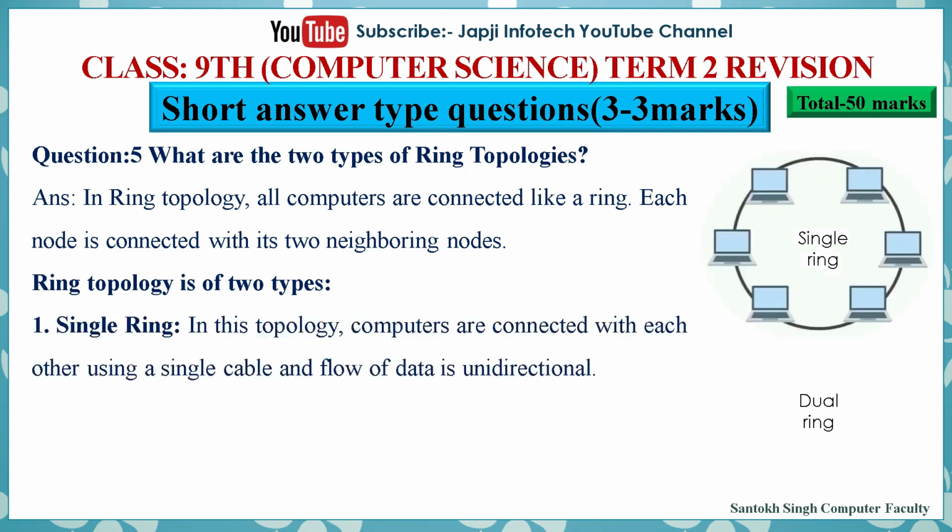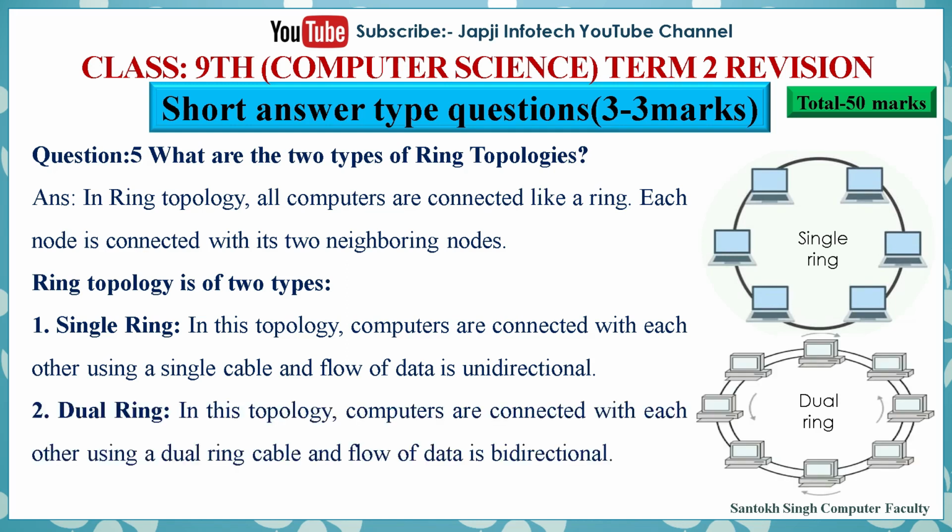The first one is single ring. In this topology, computers are connected with each other using a single cable and flow of data is unidirectional. The second one is dual ring. In this topology, computers are connected with each other using a dual ring cable and flow of data is bidirectional.